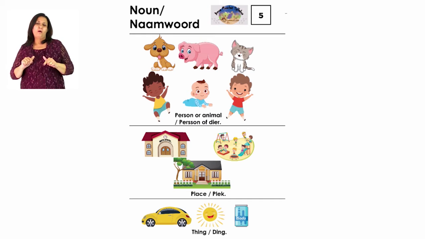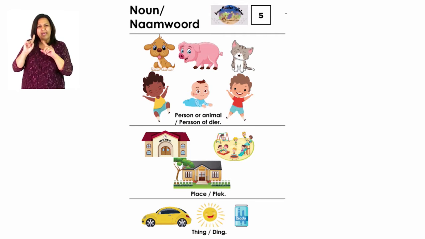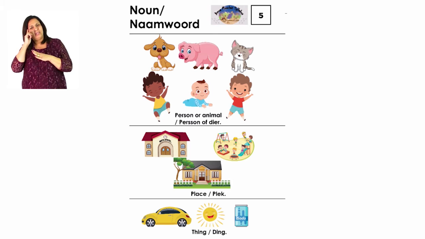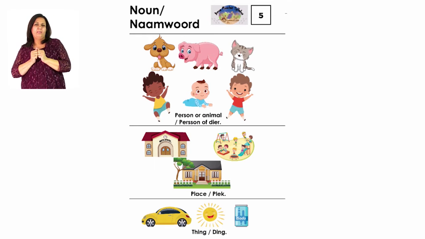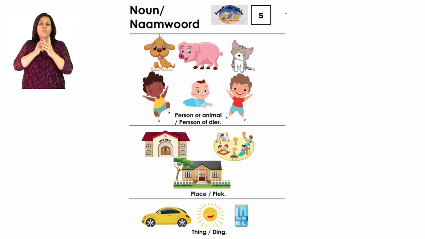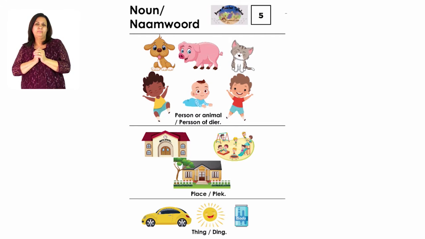Now, I want you to look around your house. What other things do you find in your house? Think of the kitchen. We find a stove. We find cupboards. We find a window. We find a fridge. And all those are names of things.